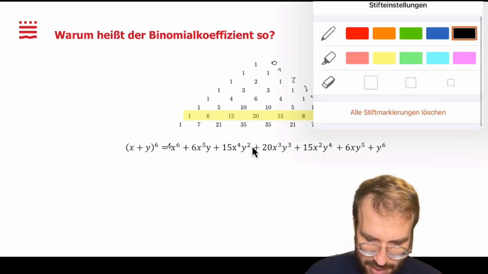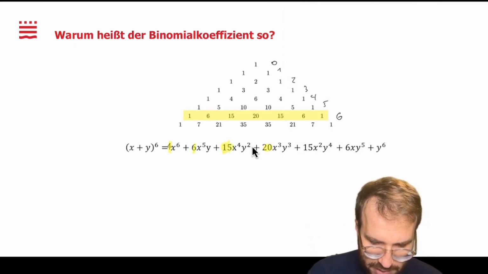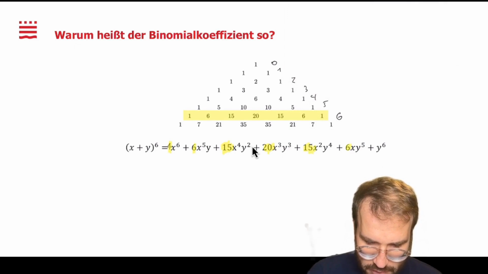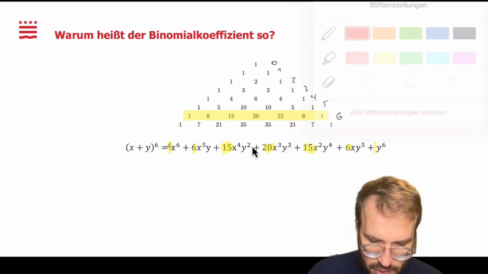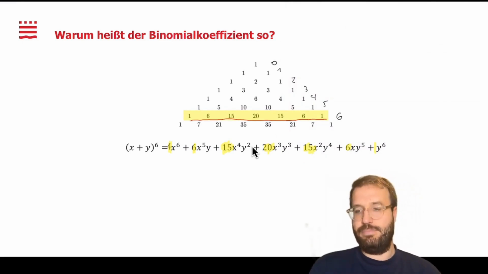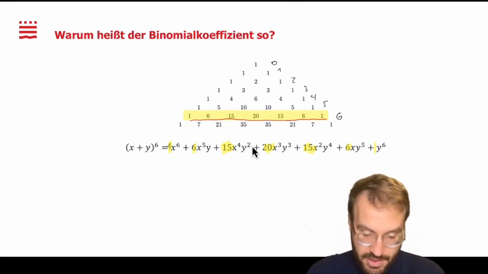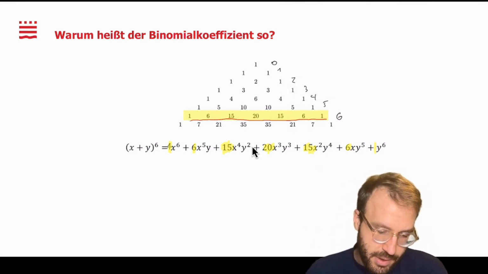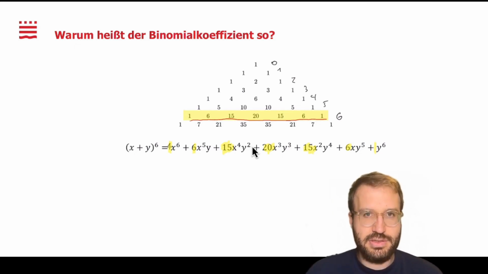And just to make that clear again, here is the 1, here is the 6, here is the 15, 20, 15, 6, and here would be the 1 again. And those are exactly the numbers that are in this row. Yes, that means it's also a very nice interpretation. So, binomial coefficients are the coefficients of the binomial formula that appear here. Okay, so those are binomial coefficients.